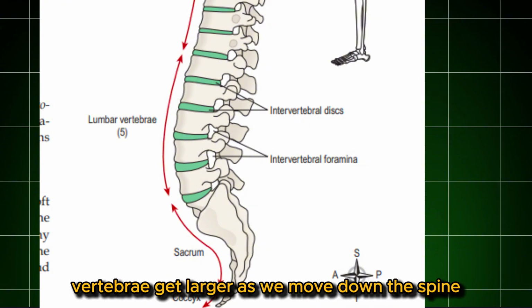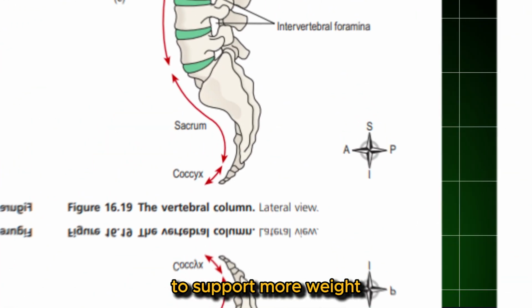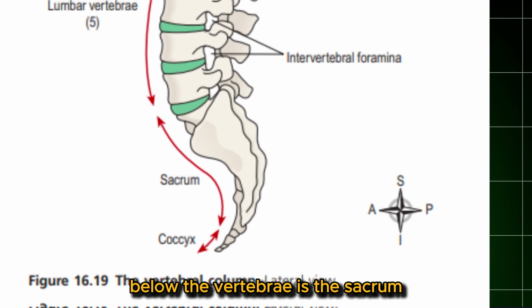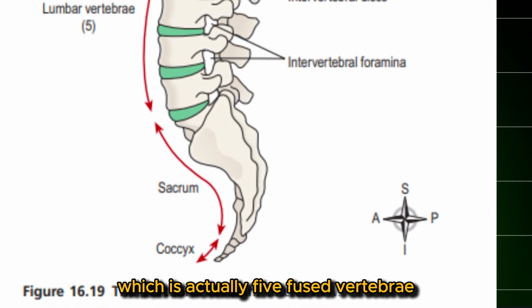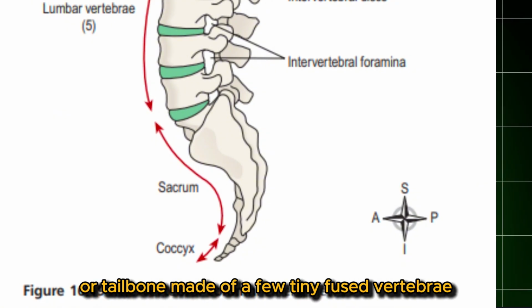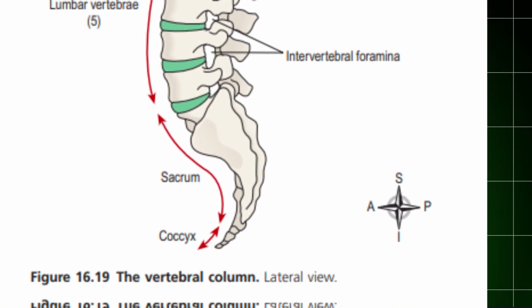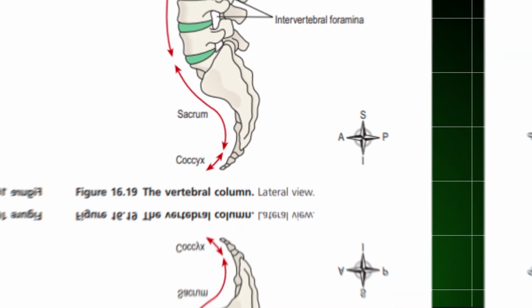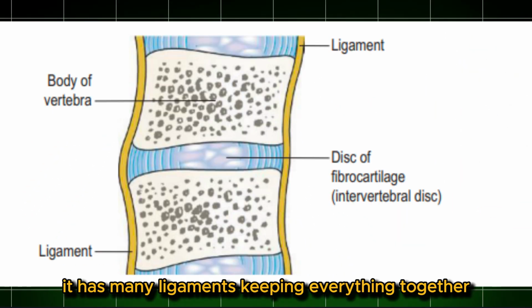Vertebrae get larger as we move down the spine to support more weight. Below the vertebrae is the sacrum, which is actually 5 fused vertebrae. Lastly, below the sacrum is the coccyx, or tailbone, made of a few tiny fused vertebrae. The spine is more than just vertebrae. It has many ligaments keeping everything together.